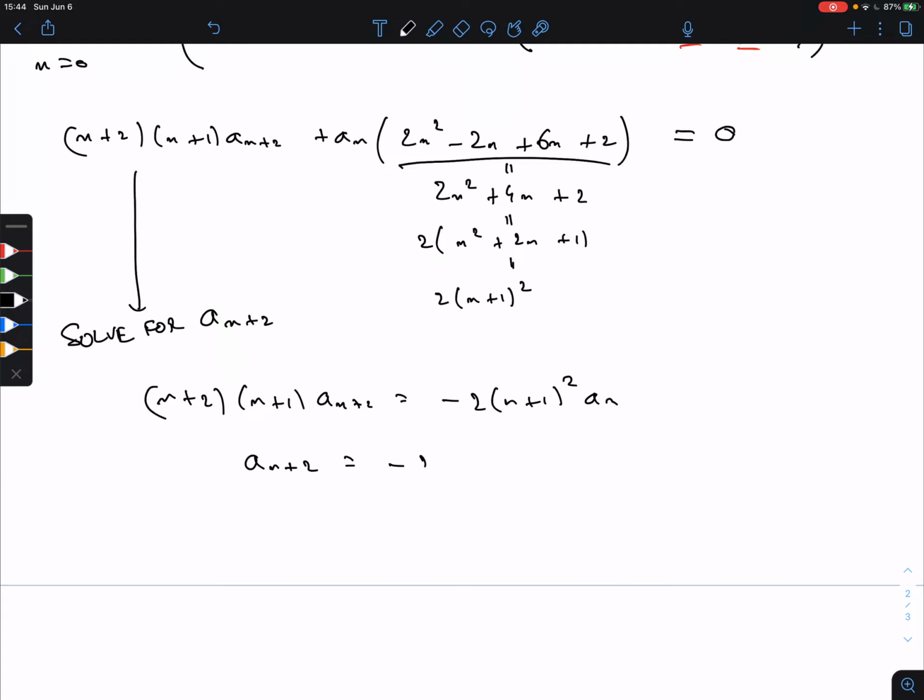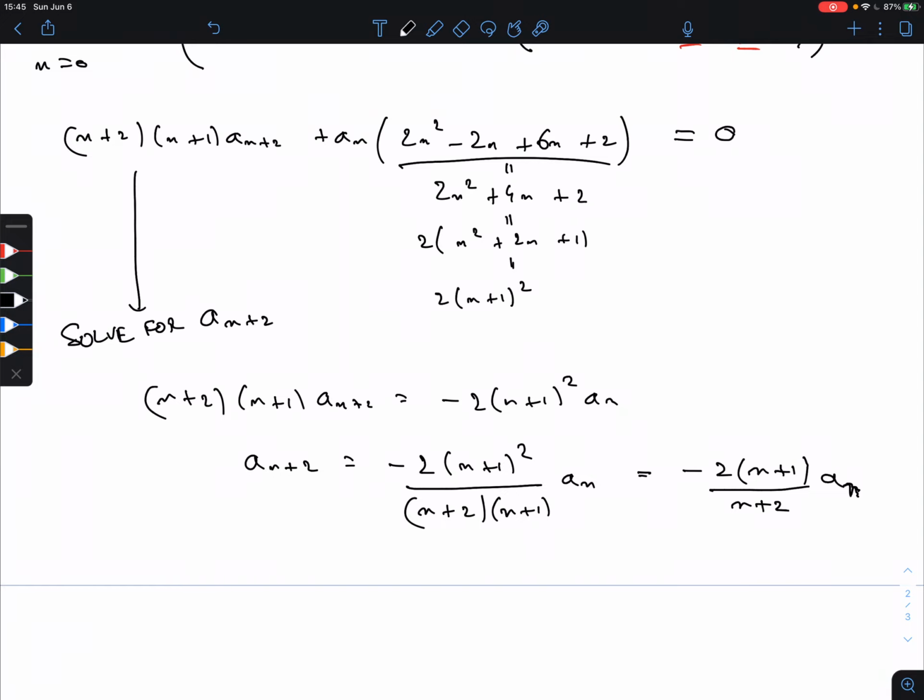So isolate this guy, it's minus 2 times n plus 1 squared divided by n plus 2 times n plus 1. Oh, that something cancels, how nice. So this becomes minus 2 times n plus 1 on the top and n plus 2 on the bottom, times a_n. So you might say, but how is this a solution, Professor? Because I have now, can I solve this system of equations? Well, now comes the initial conditions, right?